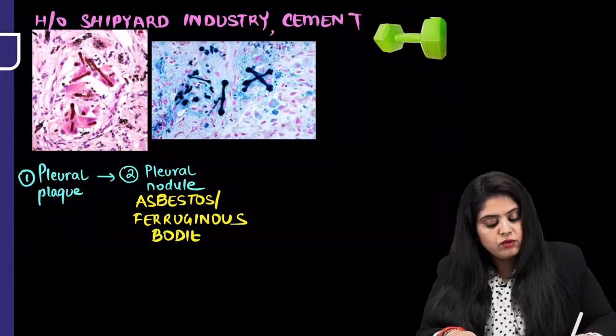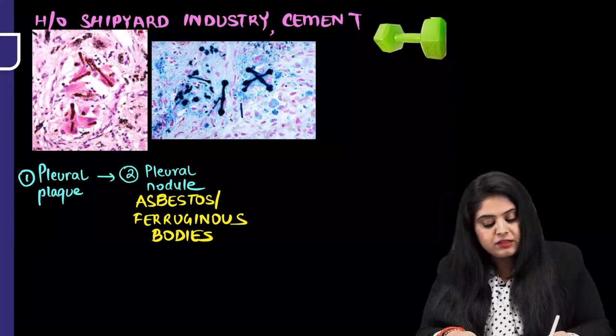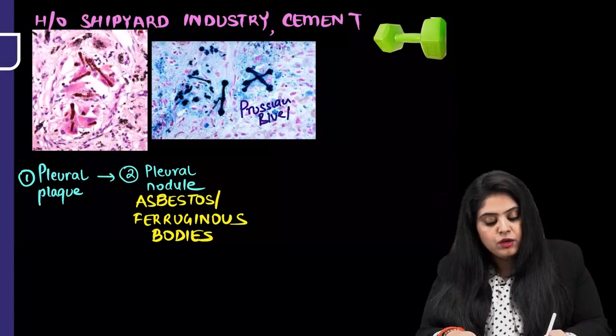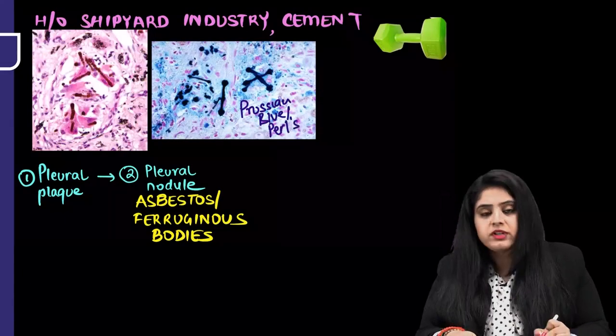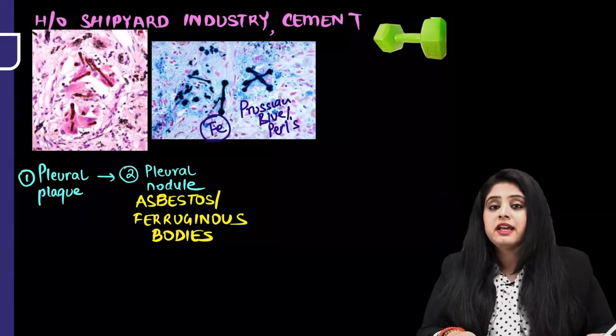And let me tell you, why do you call them ferruginous? Because you can see the stain that has been used over here. Why have I used this blue color stain? Prussian blue or Perls stain. What is this a stain for? This is a stain for iron. So basically there is iron deposition.